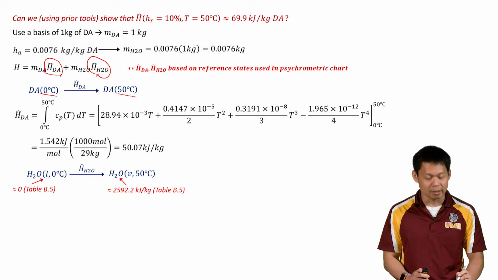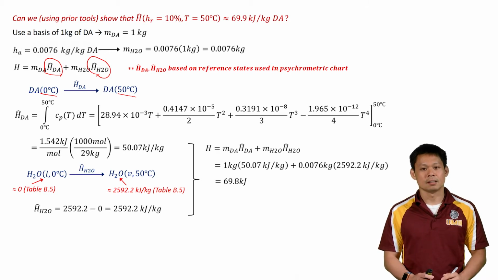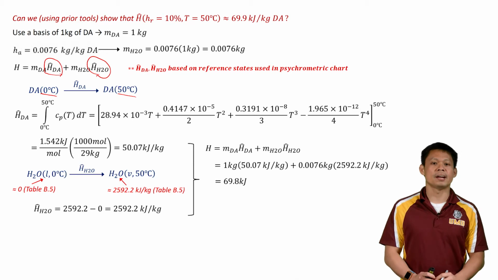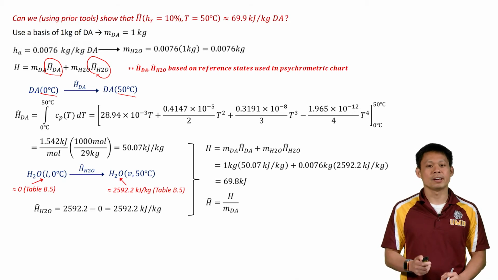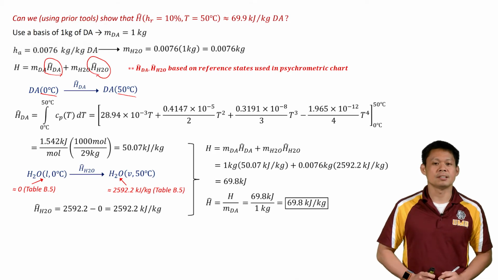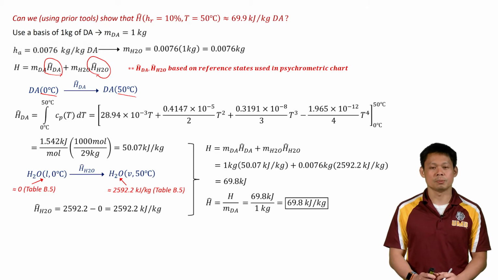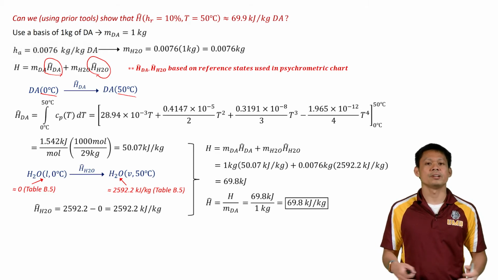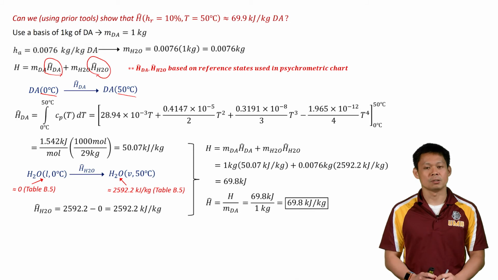Put all of that back into our enthalpy equation, and we see that multiplying those enthalpy values by our mass, we have a specific enthalpy of 69.8 kilojoules. If we want it per kilogram of dry air, we divide by the mass of dry air. In this case, we picked 1 kilogram. And we end up with 69.8 kilojoules per kilogram, which is very similar to our 69.9 kilojoules per kilogram of dry air. So this is just a way to check to make sure that we can get the same values using the reference state as stated in the psychrometric chart to get this same enthalpy value.